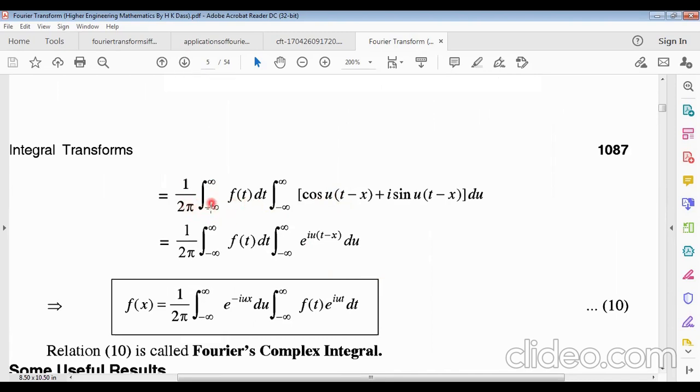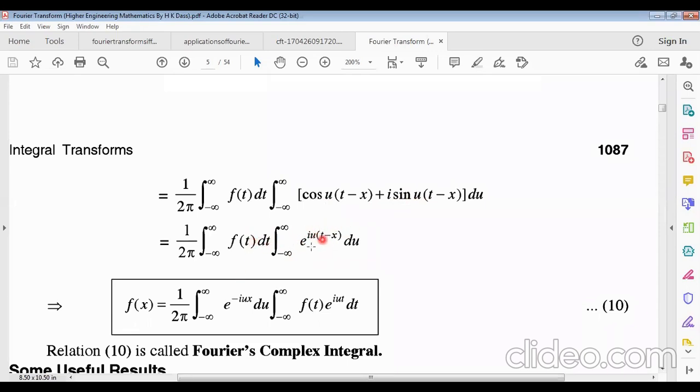1 by 2π, integral from minus infinity to plus infinity of f of t dt, integral from minus infinity to plus infinity of cos u(t minus x) plus i sin u(t minus x). This is the real part and this is the imaginary part. So this can be written as e to the power iu(t minus x). This is the complex form. This complex form can be written as Euler form. Remember it, the exponential form e to the power iu(t minus x), because cos x plus i sin x equals e to the power ix. You must know this formula. So cos x plus i sin x can be written as e to the power ix.